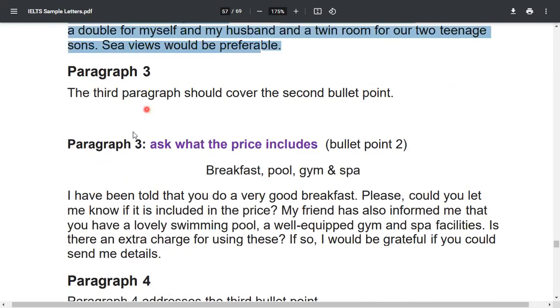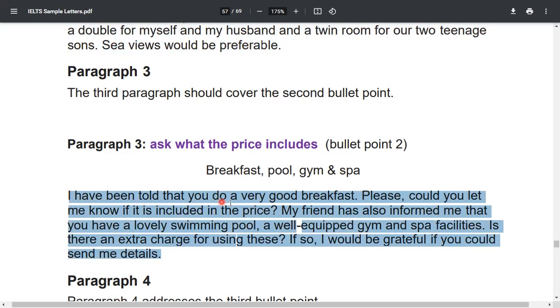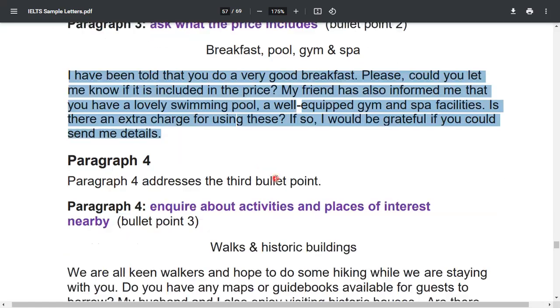Now the second question that says ask what the price includes. Let's read together. I have been told that you do a very good breakfast. Please, could you let me know if it's included in the price? My friend has also informed me that you have a lovely swimming pool, a well-equipped gym, and spa facilities. Is there any extra charge for using these? If so, I would be grateful if you could send me details. Okay, as you can see, we have some question marks in the paragraph because you have to ask about the price. So it's okay to mention some questions, okay?